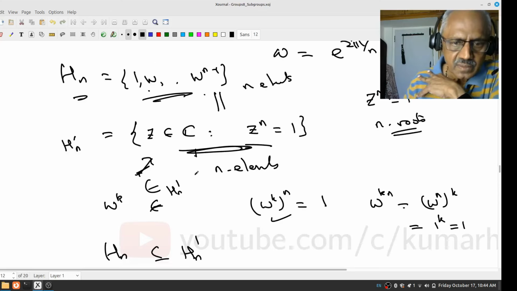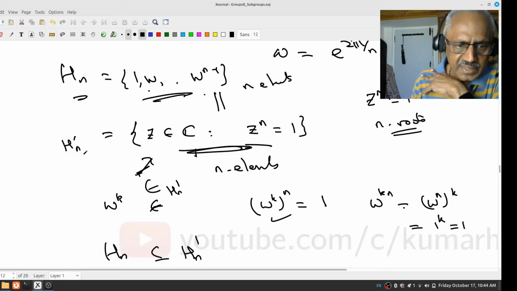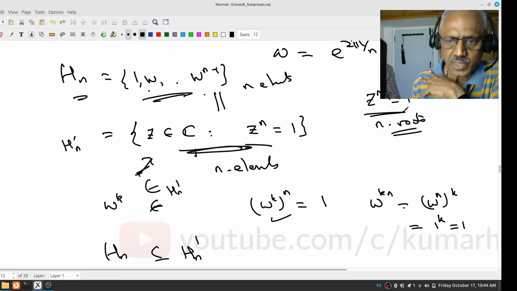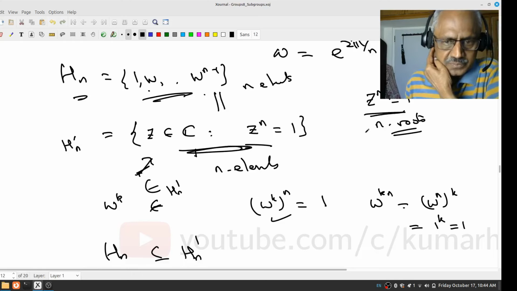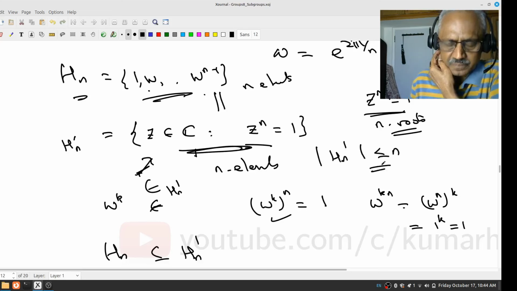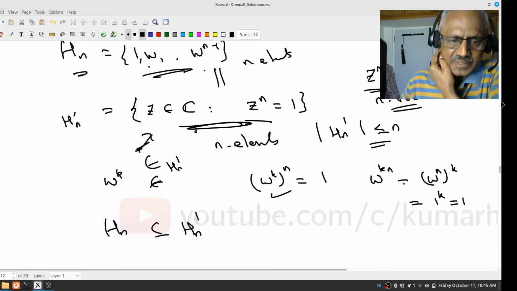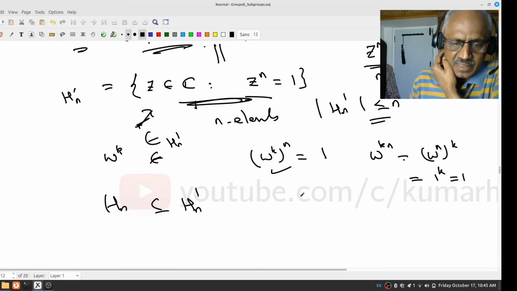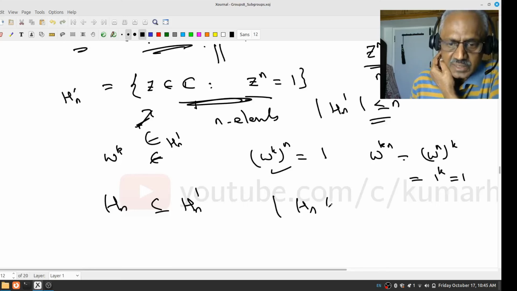Now remember, Hn dash consists of the roots of the nth degree polynomial. Therefore, there are at most n roots. So the size of Hn dash will be less than or equal to n. Are you following? Now I claim Hn is already contained in Hn dash, and I will show Hn has exactly n elements.